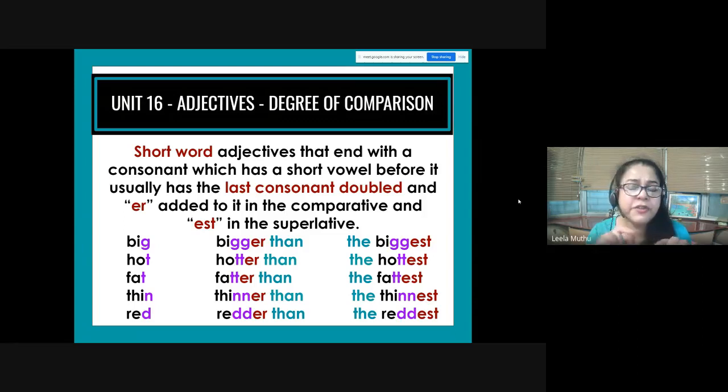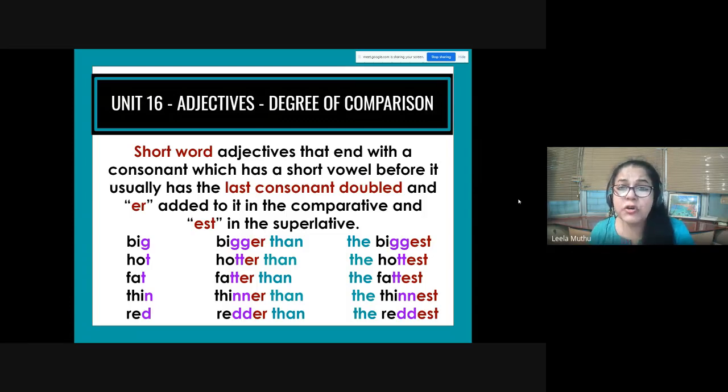Now I'm going to talk about words which have a very short sound. On the left you can see the examples like big, hot, fat, thin, red. All of them have just one sound. They all end with consonants, as you can see. Now in these cases, but all words are not like that. We don't always end short words in the way that is going to be explained here.